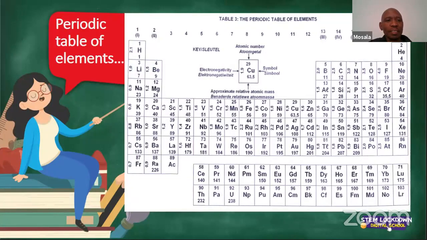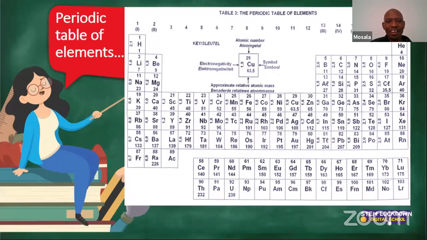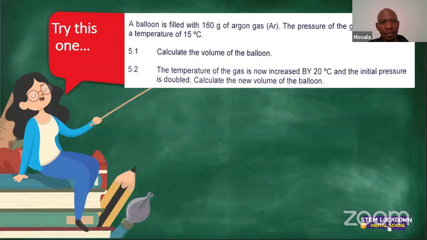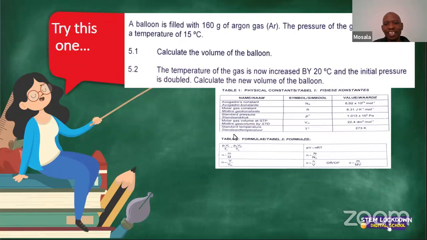Right, I've also posted a periodic table here because we will be referring to the periodic table from time to time. And I've also posted the exercise that we were busy with yesterday so that we can just go through it together. And then I've also included on this slide this table of physical constants, which is very important from time to time. We'll be referring to these tables in today's lesson, and also the lessons that will be following on Monday.